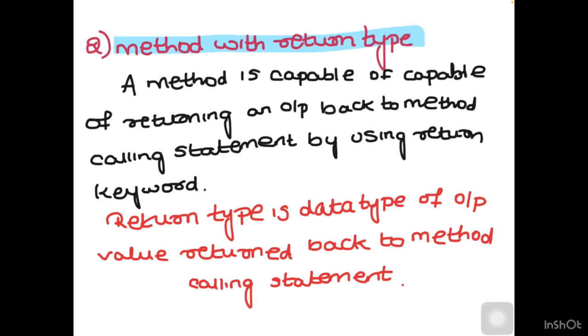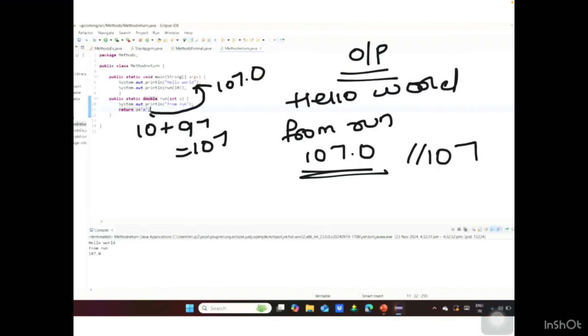See here, once again we will see the definition so that you will get the clarity. A method is capable of returning the output back to the method calling statement by using the return keyword. Return type is the data type of an output value returned back to the method calling statement. As we know, the syntax would be the access specifier, access modifier, return type, method name and the formal arguments, right? If I am returning the data type int, then the return type changes from void to int. If it is a double, the void would change to double, and it is returned to the method calling statement. See here, we will see one example so that you will get the clarity.